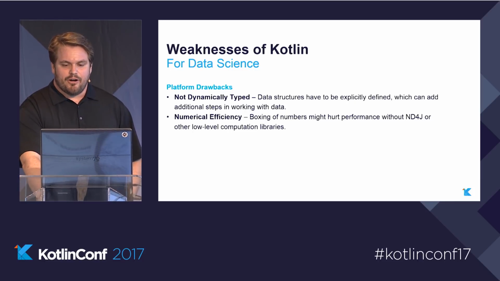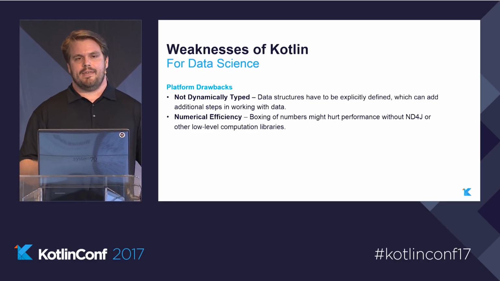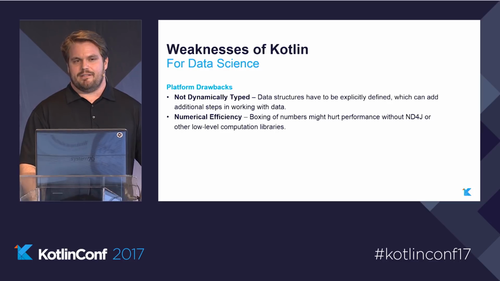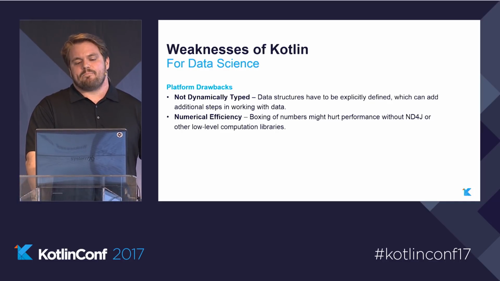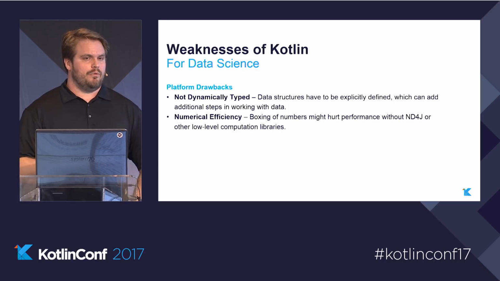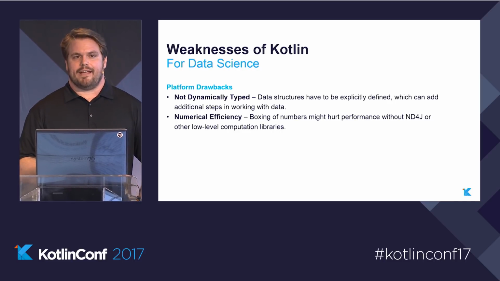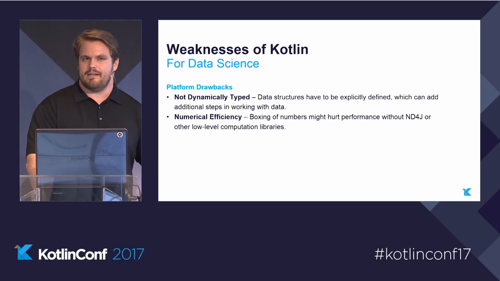Boxing of numbers might hurt performance without ND4J and other low-level computation libraries. So on the JVM, it's boxing and numeric performance. This might change with Project Valhalla. It can hurt performance when you're doing heavy amounts of computation, but there are libraries like ND4J, which is Java's NumPy essentially, that can do that kind of work for you. It'll be interesting to see what happens with Kotlin Native too.